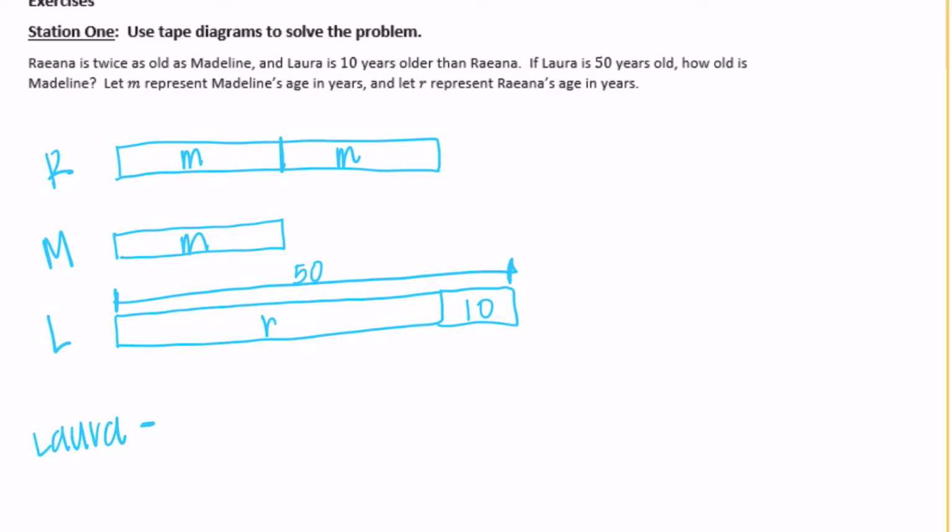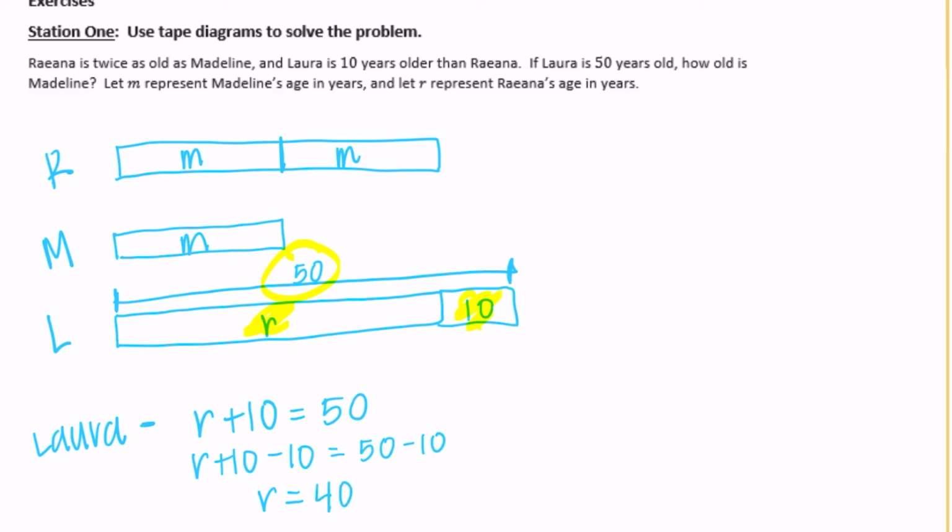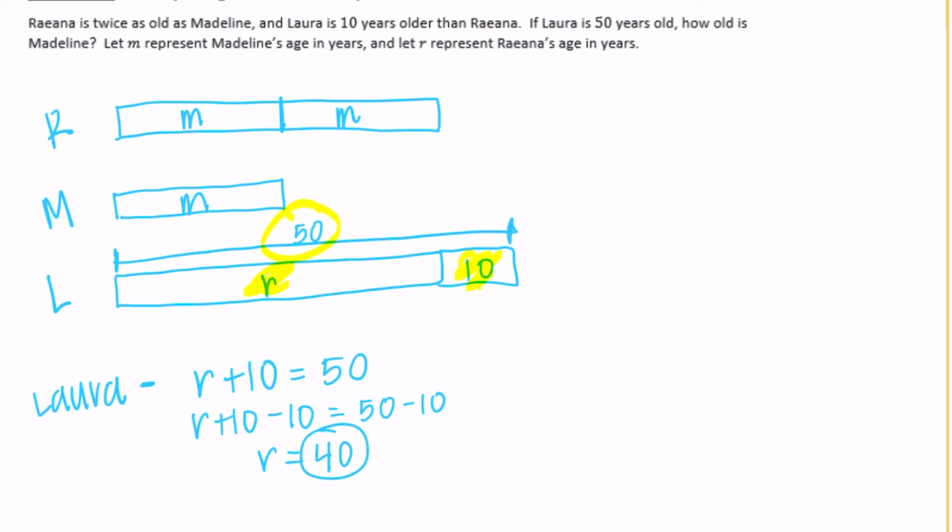So Laura would be R plus 10 is equal to 50, because we have this R plus the 10 all adds up to 50. So to solve it, R plus 10 minus 10 would be equal to 50 minus 10. So R is equal to 40. So Laura is 40. Oh no, Laura is 50. That means that R, or Rayana, is 40 years old.